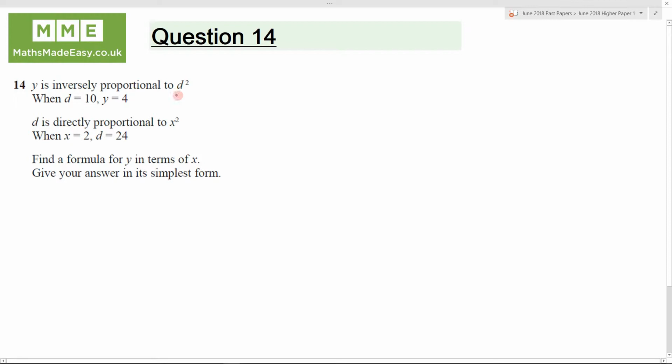Okay, let's first work with the first sentence. y is inversely proportional to d squared, so y will be proportional to 1 over d squared. We know when d equals 10, y equals 4. So let's first form an equation with the proportionality. So y will equal k over d squared.